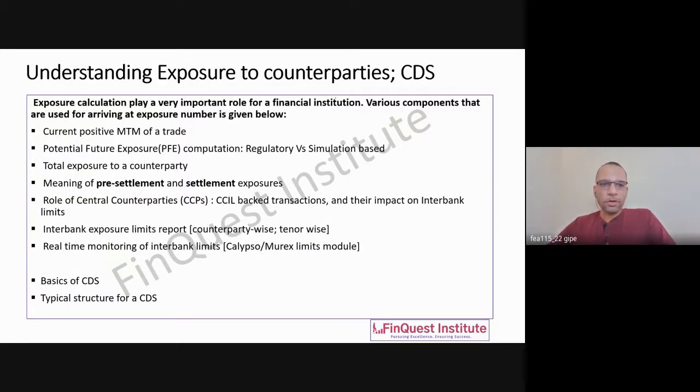Now, talking a bit on understanding the exposure for counterparties. So we'll try and cover the way in which exposure monitoring happens and the way in which you have a limits framework which is set up. So when we say exposure for a certain trade, there are two points to that. So I think I'll just switch to the whiteboard. I'll just read the point from here and I'll explain the exposure calculations as well.